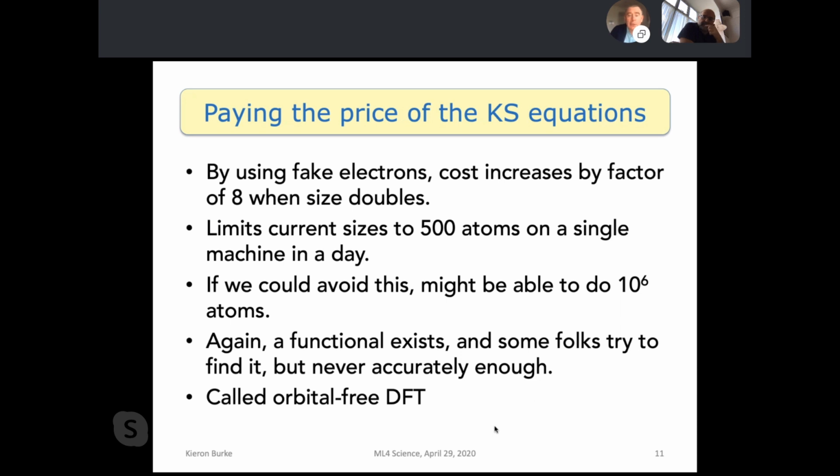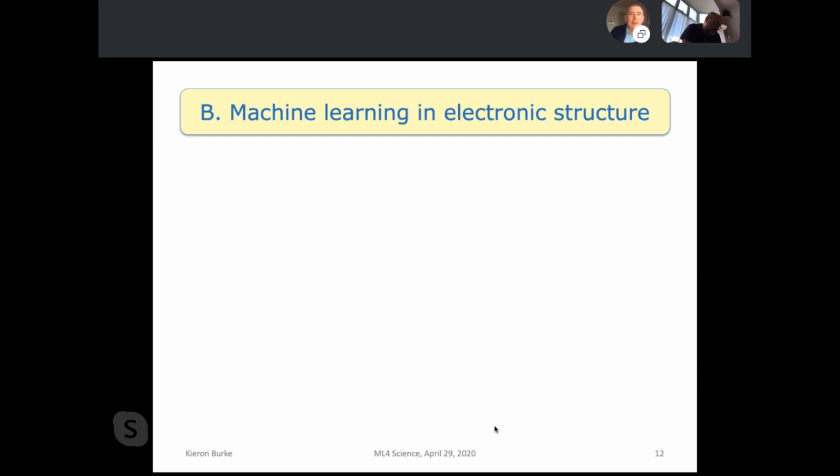So there's an old problem called orbital-free DFT. The theorems of DFT say you should be able to, in fact, not have to solve the Kohn-Sham equations if you could approximate the kinetic energy of the electrons with a pure density functional. You wouldn't have to solve them. Okay, so that's my DFT in 10 minutes, basically, right?